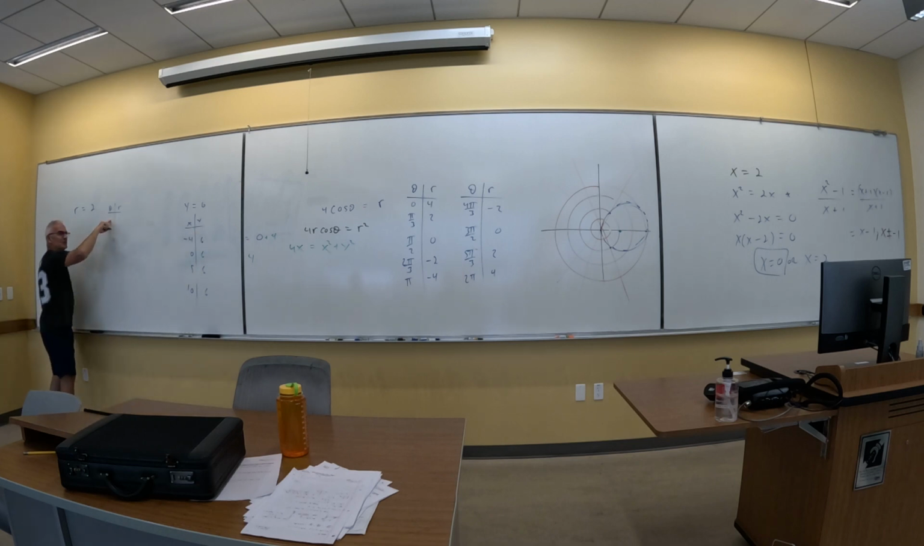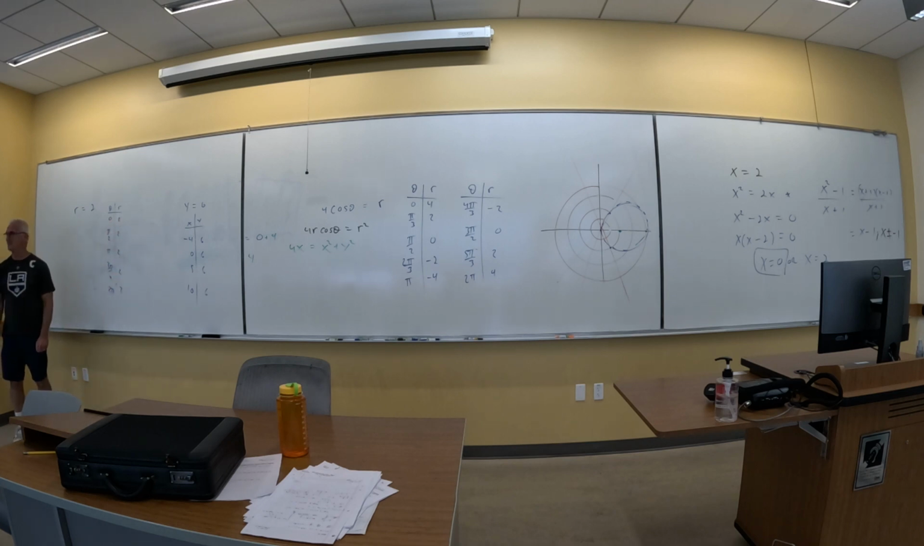So, what thetas do you want to use? How about 0, pi over 2, pi, 3 pi over 2, 2 pi? Okay, great. Now what's r going to be? 2, 2, 2, 2, 2. What's this going to be? It's going to be a circle of radius 2. Where's it centered? At the origin.